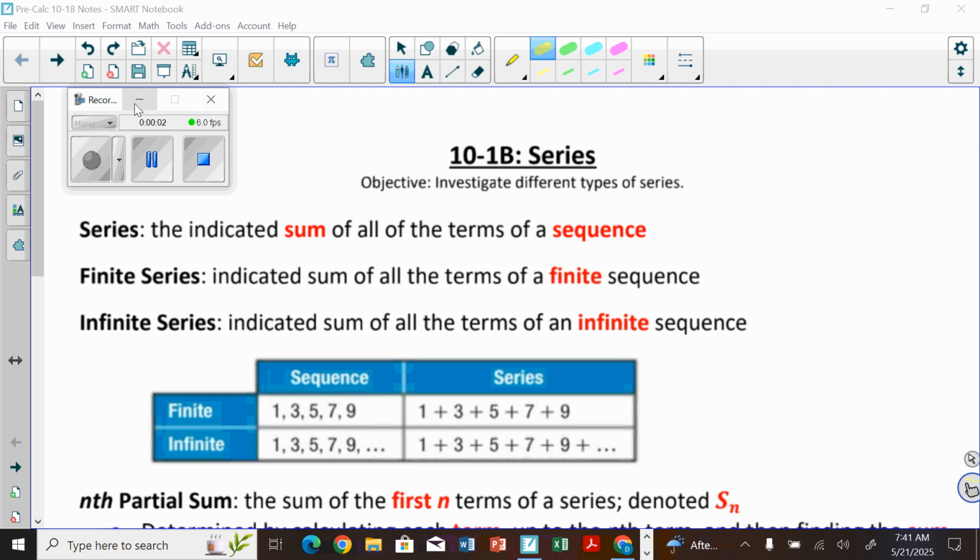Okay, moving along, 10.1b, series. So the second part of 10.1, we have sequences, and now we have series as part of this one. So a few more things to go over in this section. So what is a series?